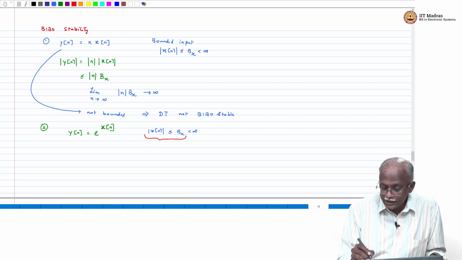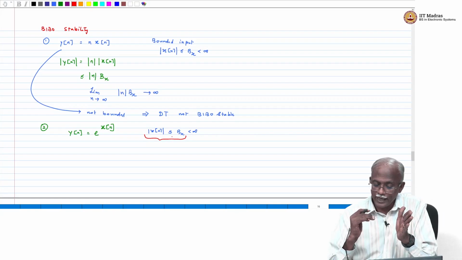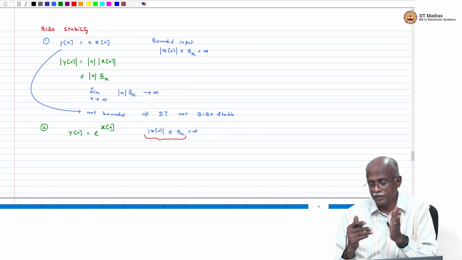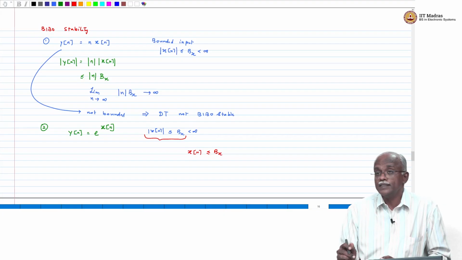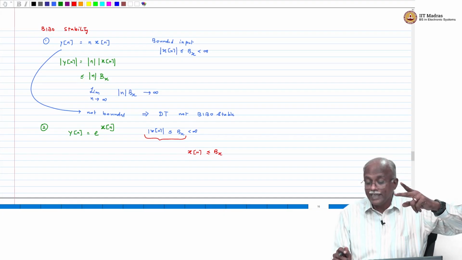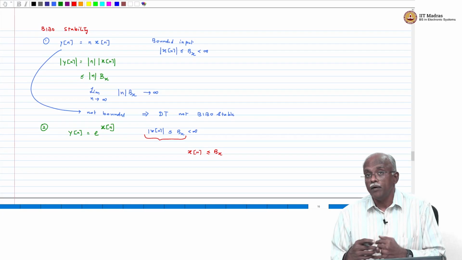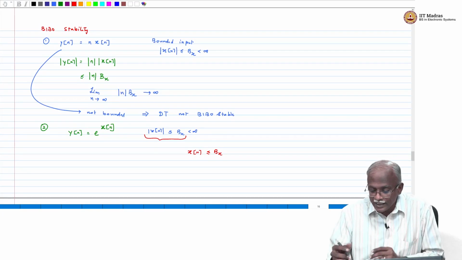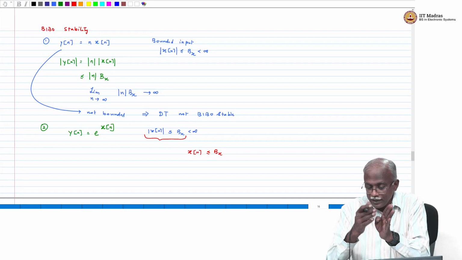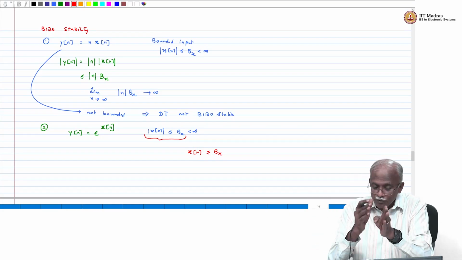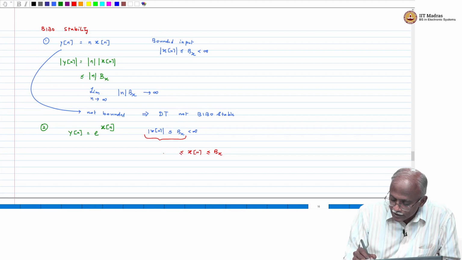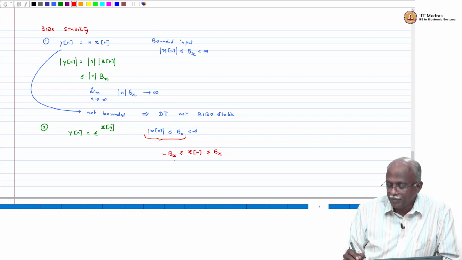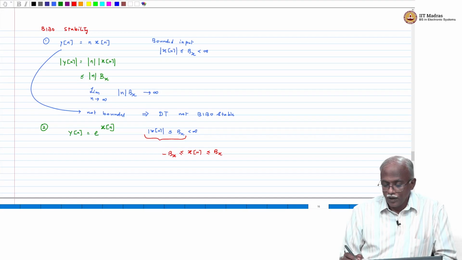So, this is saying that x of n can be positive or negative. If it were positive, it would be x of n less than or equal to bx. Now, if x of n were negative, then what we are saying is minus x of n is less than or equal to bx, or x of n is greater than or equal to minus bx. So, this is the other case.